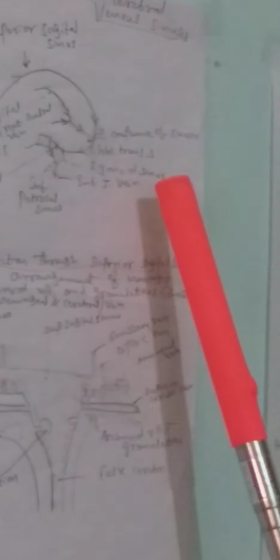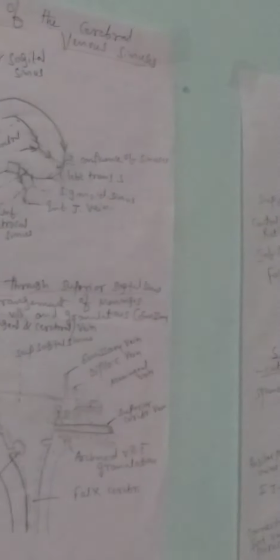And one thing has to be remembered: as it lies superficially, during mastoid surgery the ENT surgeon must remember not to expose the sigmoid sinus. The ENT surgeon must avoid exposing the sigmoid sinus. It must be borne in the mind of the ENT surgeon.